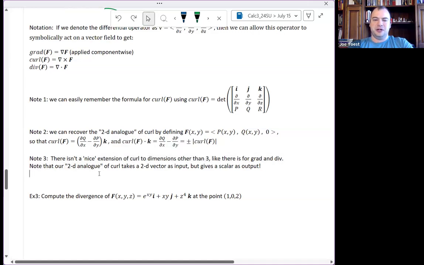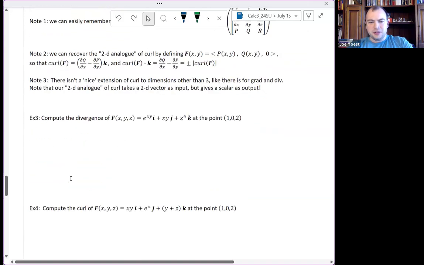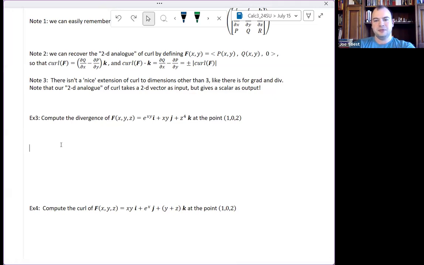And I mentioned this already a couple of times. Okay, so in example 3, let's compute the divergence of this vector field f. First component e to the xy, second component x times y, third component z to the fourth. We want to compute this at the point 1, 0, 2.